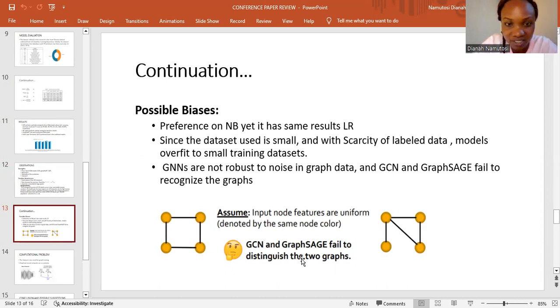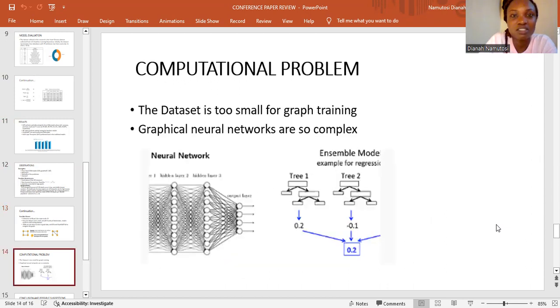Continuing this point, we see that GCN and GraphSAGE cannot differentiate these graphs because they have the same nodes, so they can give the same output. If people have similar features but are suffering from different diseases, they won't be able to differentiate the diseases.